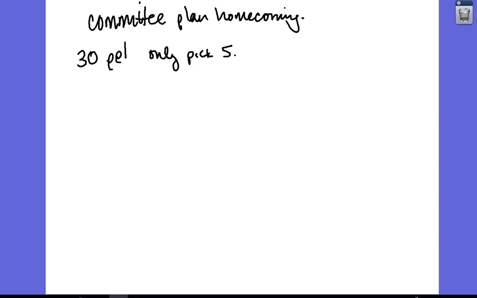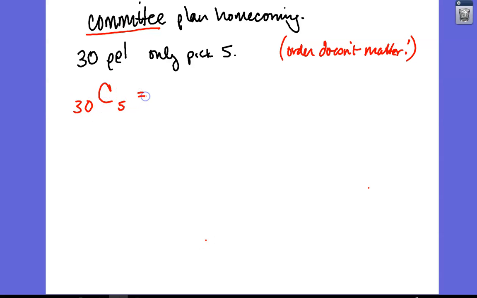So we know that this is a combination because it's a committee, which means it doesn't matter who I pick first versus second versus third. It just matters that they make it on the committee. So order doesn't matter. Okay. So I have 30 items and I'm putting them together 5 at a time.